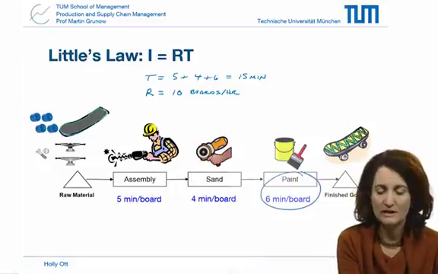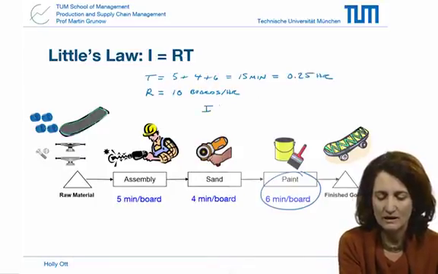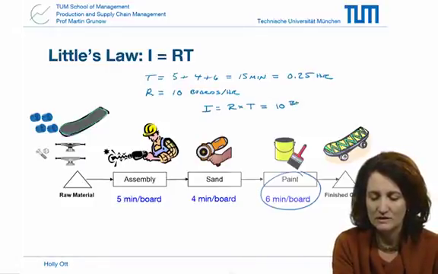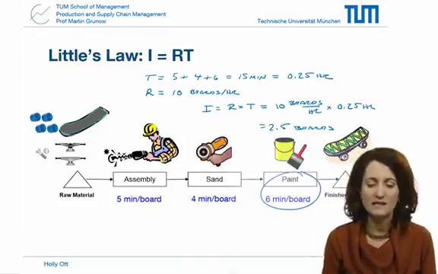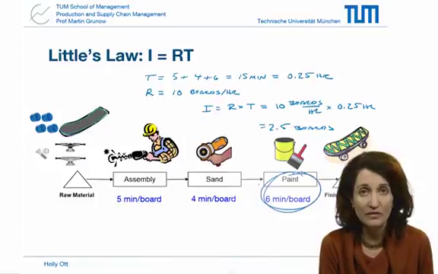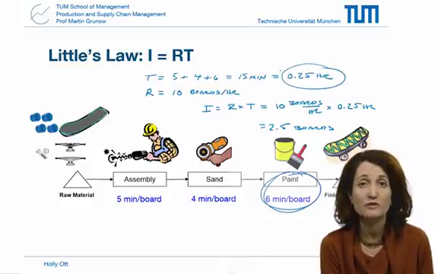Now, what does this mean then? 15 minutes is 0.25 hour. I equals R times T is going to be 10 boards per hour times 0.25 hour is 2.5 boards. So this is our critical WIP. This is the WIP you need to keep paint working all the time. You need to have on average 2.5 boards in the system, and if you have that, then you will also achieve this minimum flow time of 0.25 hours.